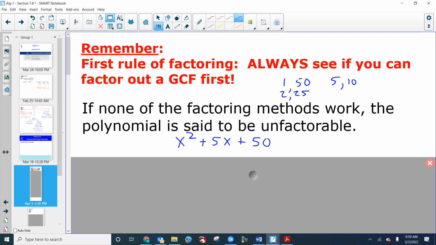So what would we say here, guys? Not factorable. Write that down there. Guys, it's not factorable. We may run into a situation where that is true. We haven't given you that yet. Just some food for thought.